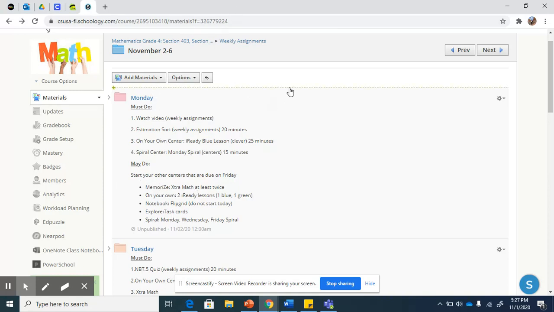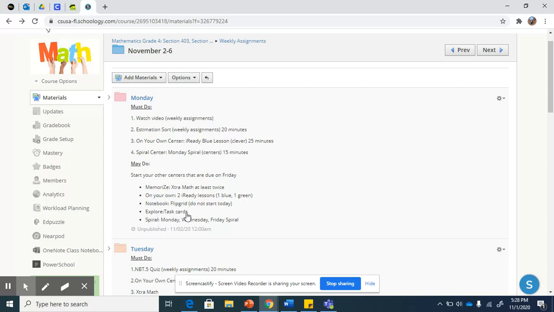If you are done with all of these, you may start your other centers. Remember, we have to do extra math at least twice a week. I would personally like it to be almost every day, but you only have to do it twice a week. You could start your second iReady lesson, which would be a green lesson. We're going to do a Flipgrid this week, but we're not going to start them today since I'm not there today. We will start those tomorrow.